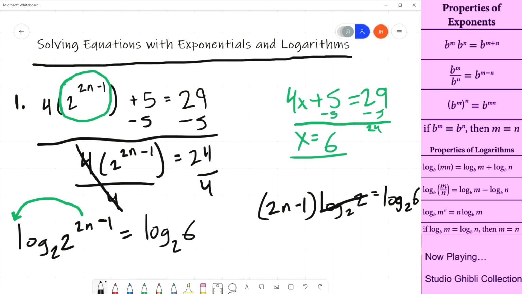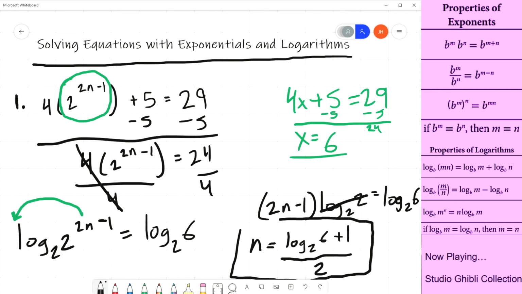And so I get 2n minus 1 equals log base 2 of 6. So I can solve that by adding 1 and dividing by 2. So I get n equals log base 2 of 6 plus 1, all over 2. That's my n value. And you can evaluate that using a calculator and the change of base formula, right? So I want to leave that one up to you guys to try out, to get you practicing with the change of base and evaluating logs and so on. So I'm going to leave this one here.